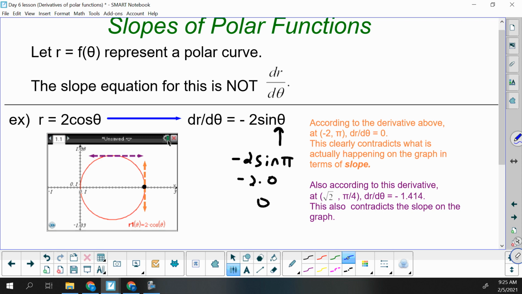One more example, say you had radical 2 comma pi over 4. So pi over 4 angle is right here, and there's radical 2 out. So we're working with that point on our circle. If you put pi over 4 into your sine theta, that would be 2 times square root of 2 over 2.